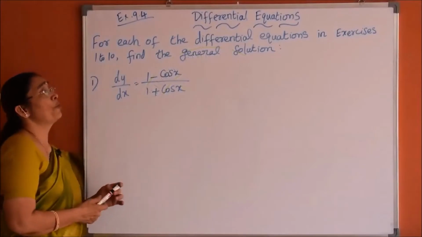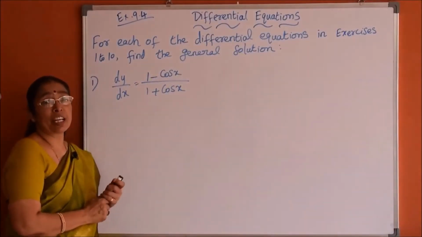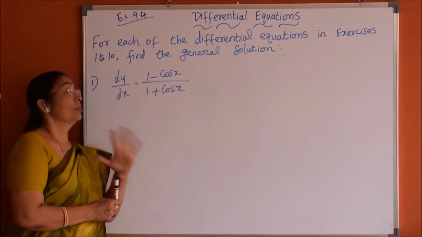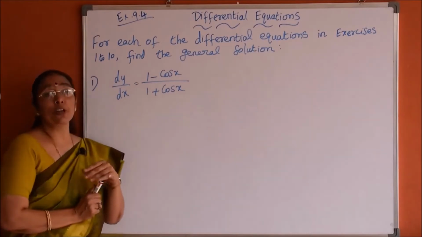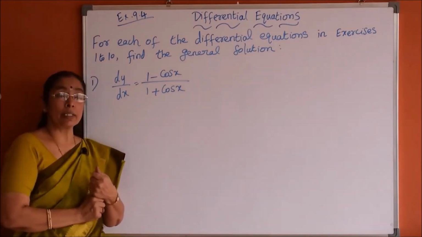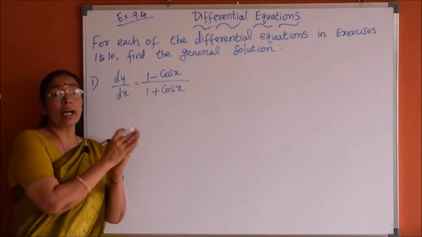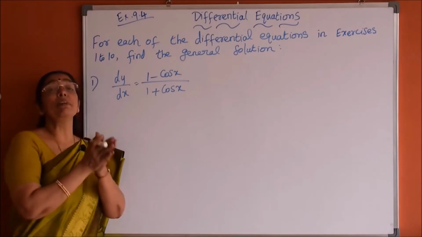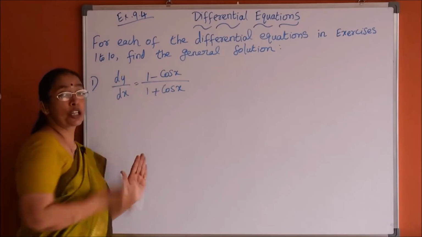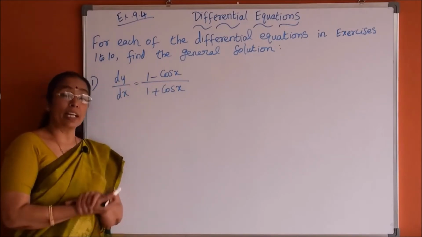Exercise 9.4. In this exercise, we are going to solve differential equations of first degree and first order. The method we are going to use here is called the variable separable method. In this method, we separate the variables, y variables with dy and x variables with dx, then we integrate, and we get the answer. That one is the general solution because we can't find the value of c, that is why it is called the general solution.